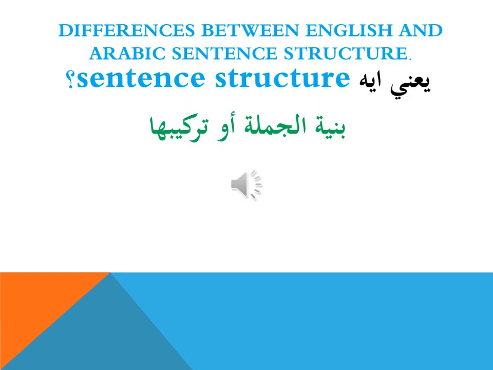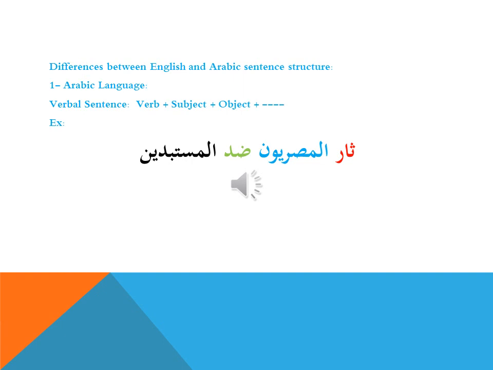So the second point in this section is the major differences between English and Arabic sentence structure. يعني الاختلافات الرئيسية ما بين بنية الجملة في اللغة الإنجليزية واللغة العربية. وطبعا يعني ايه sentence structure؟ Simply it means بنية الجملة أو تركيب الجملة. So let's have an example.